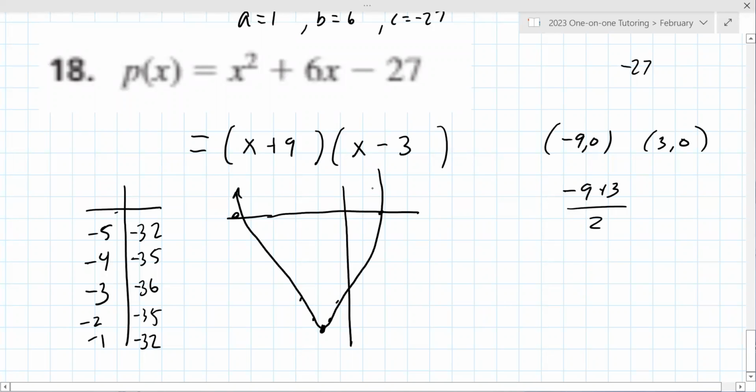Not the best, but if you've got good gridded paper, you can do a nice job, but I wouldn't get too obsessed over graphing unless your teacher really emphasizes it.